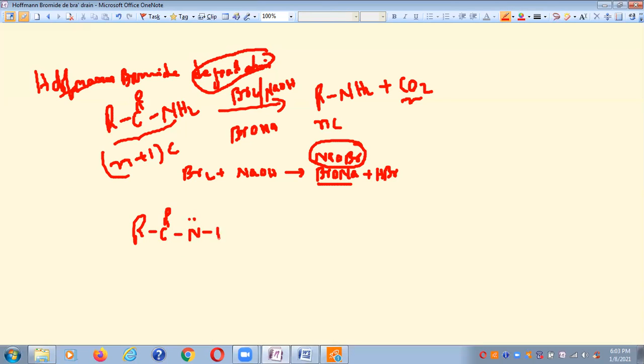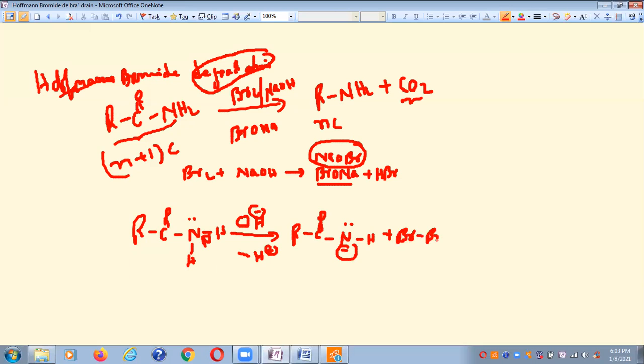This lone pair of electrons, H, and see what happens: this is OH minus, this is a base, this base will take up an H plus ion. So removal of H plus takes place, thereby we get RC double bond O, N with a lone pair of electrons, the minus charge, and here H. And then in the next step, this negative charge will attack a bromine atom, so bromination takes place, and we get C double bond O, with the lone pair of electrons, H and Br.